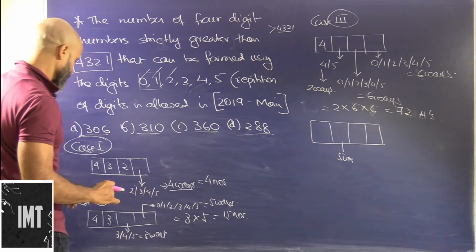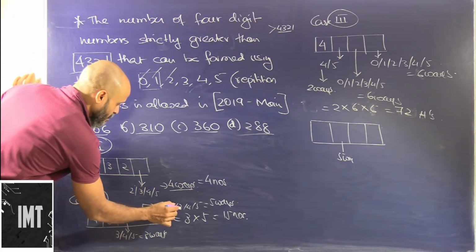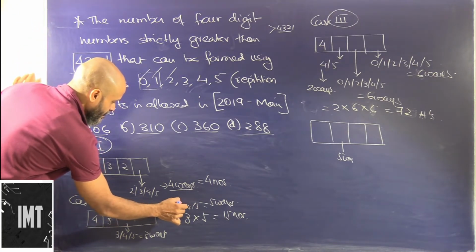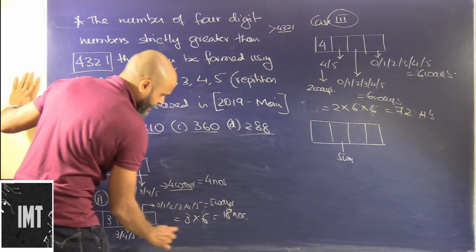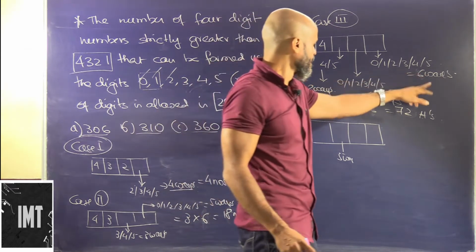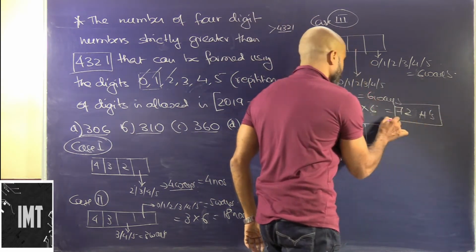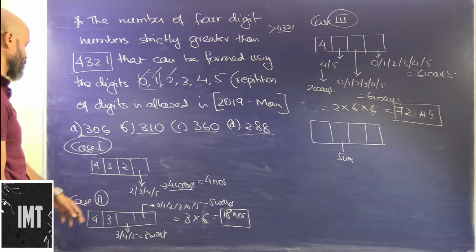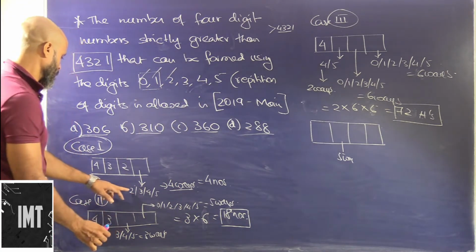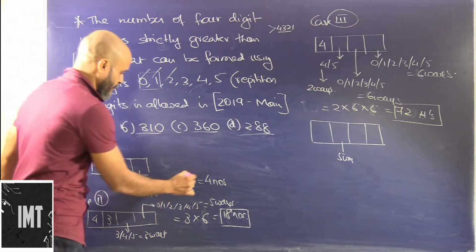Here also there will be a mistake, I guess. 0, 1, 2, 3, 4, 5. So we have 6 here. I am so sorry. So this will be 18 numbers. We have 72 numbers here in case 3. We have 18 numbers here in case 2. And here we have 2, 3, 4, 5. Here it is correct, 4 numbers.